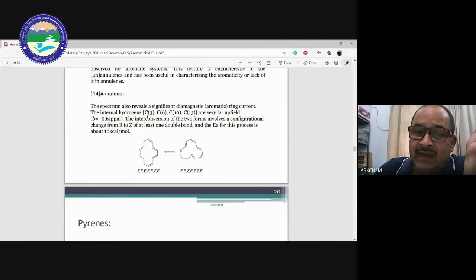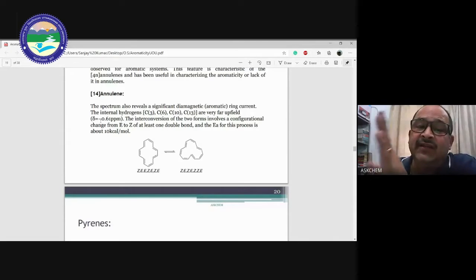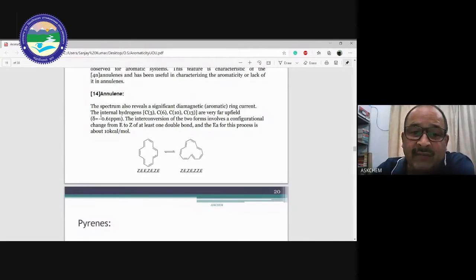The internal hydrogen, that is C3: if you start numbering this pyrene skeleton, you can number from the head as 1, followed by the next to the right, and keep on doing this clockwise. Then you will find the positions 3, 6, 10, and 13. These four hydrogens are very upfield. Upfield means their Larmor precessional frequency is very, very shielded. These four protons are highly shielded, in a region shielded even more than TMS, and that's why it is -0.61 ppm. The interconversion of the two forms, these two forms are there.